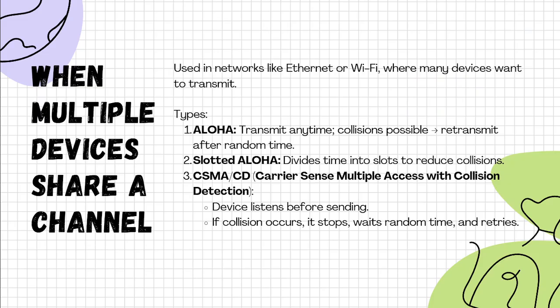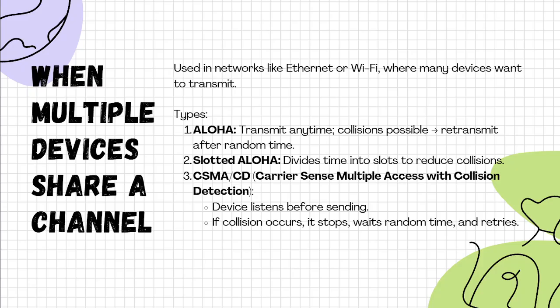We'll study the random access protocol. Now, what happens when multiple devices share the same communication channel, like multiple users connected to Wi-Fi? This is where random access protocols come into play. The first method was Aloha, where any station could transmit whenever it wanted, but collisions were frequent, so it wasn't very efficient. Then came slotted Aloha, which divided time into slots, reducing collisions.